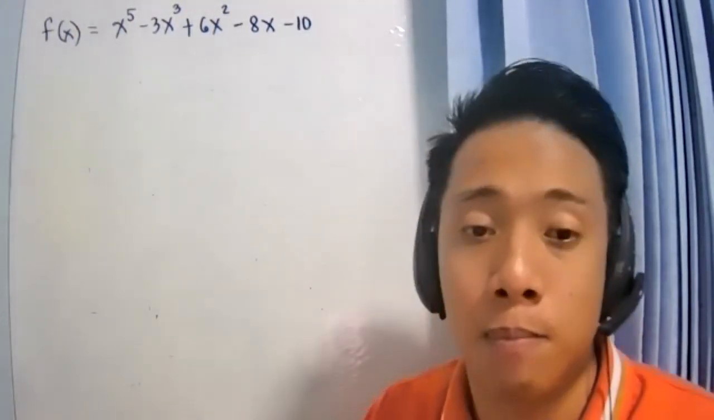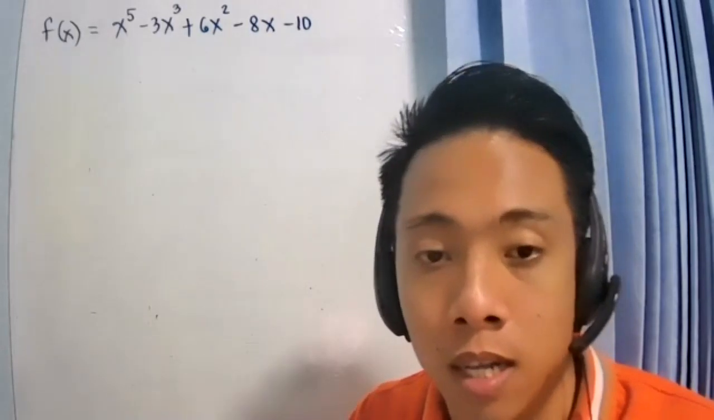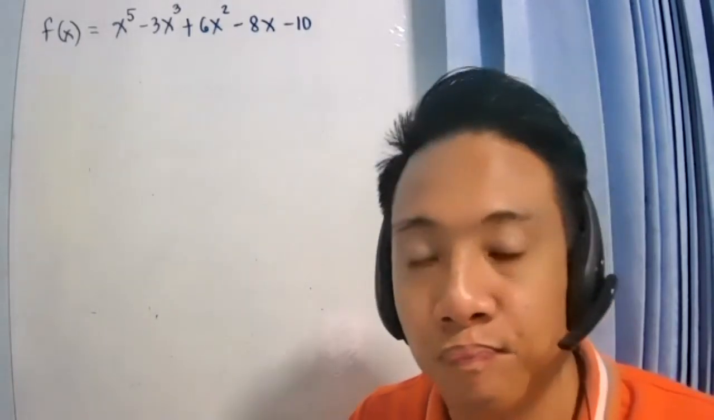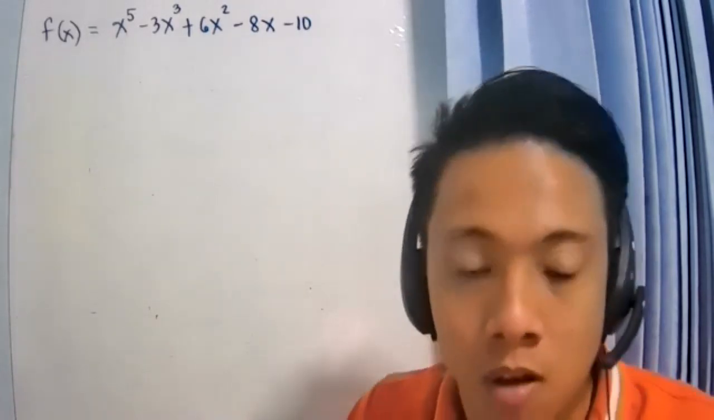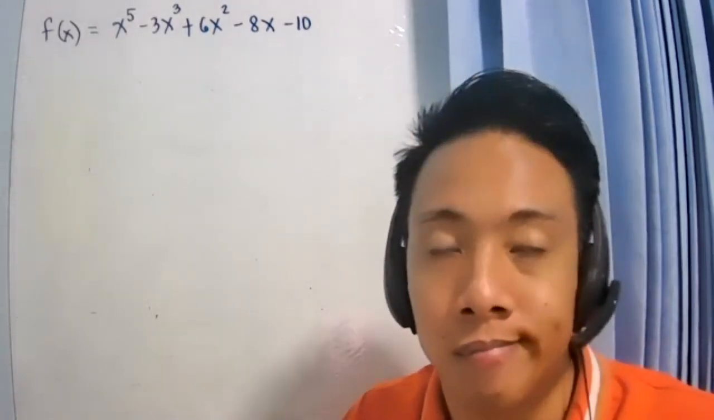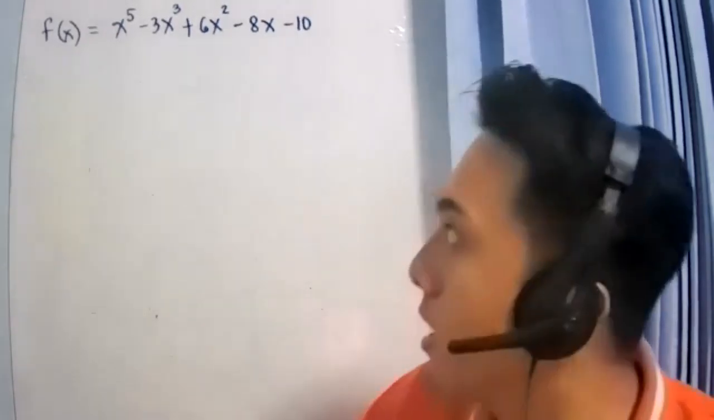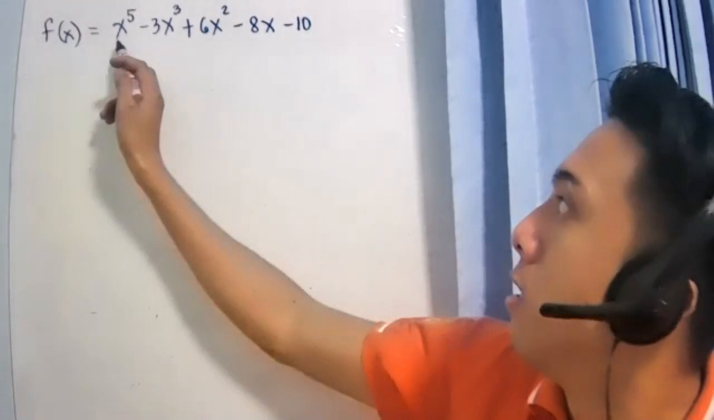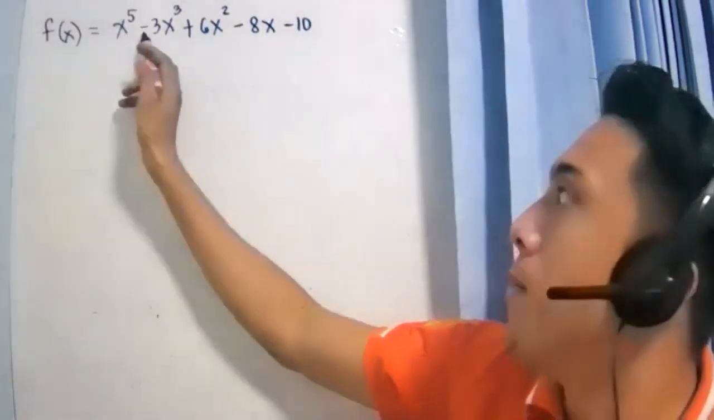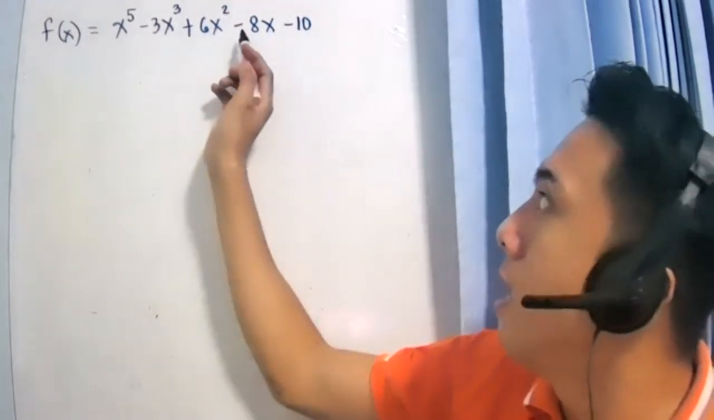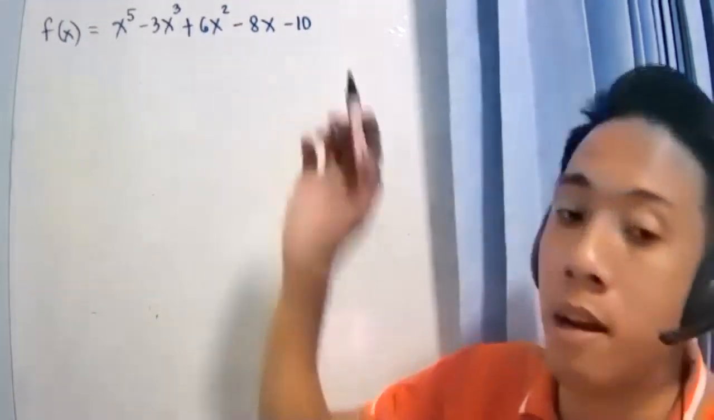Why polynomial? From the word poly, that means it has a lot, or more than, let's say, 3 or more than 2, something like that. This will be our polynomial. So we have x raised to 5 minus 3x cubed plus 6x squared minus 8x and then minus 10.